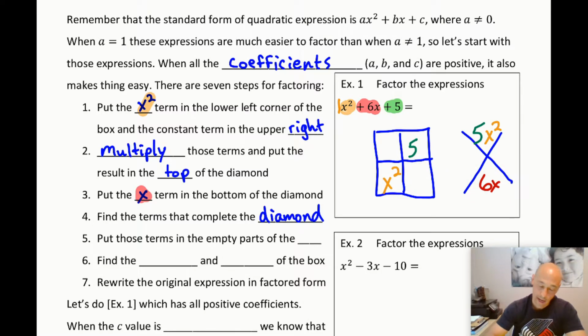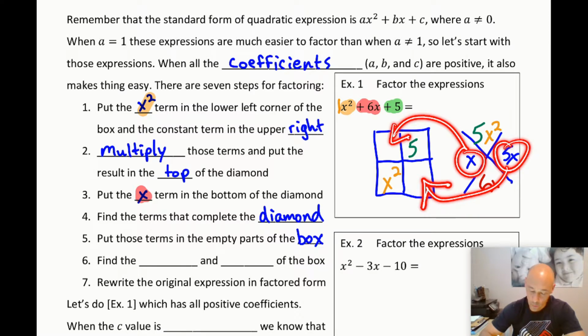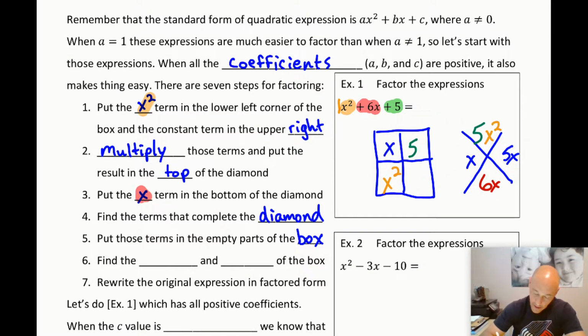Well, that's going to be 1x and 5x. So I can just say x and 5x because x times 5x is 5x squared, and x plus 5x is 6x. So now, step 5, put those terms in the empty parts of the box. I'm going to bring them over, and it doesn't matter which one goes where, not at all. So I'm going to put x here and 5x there.